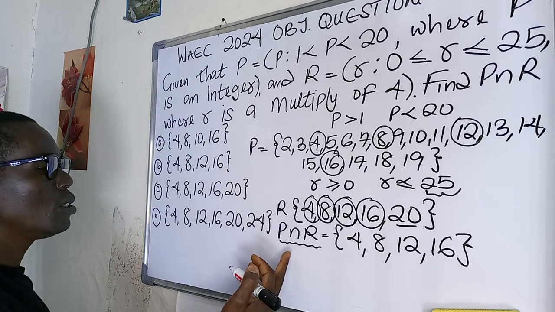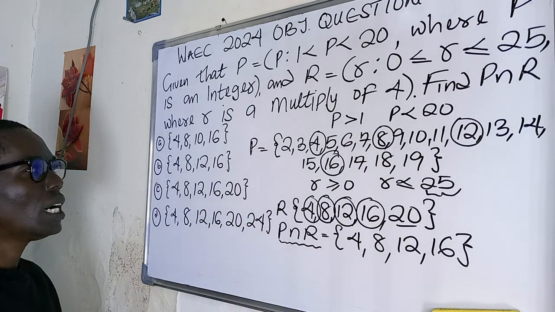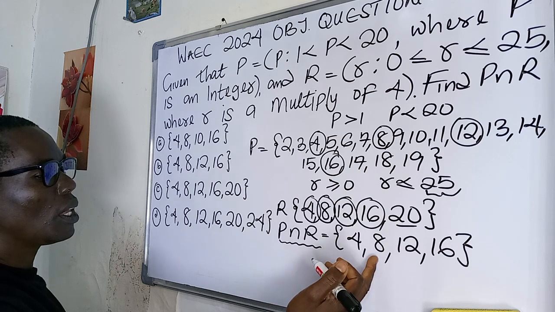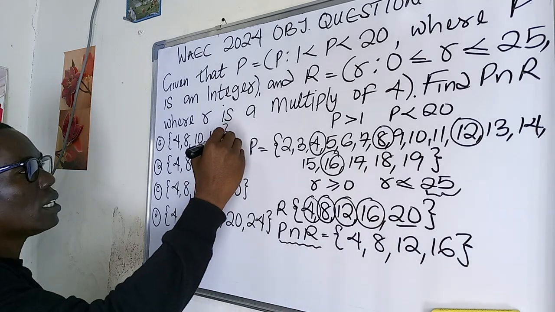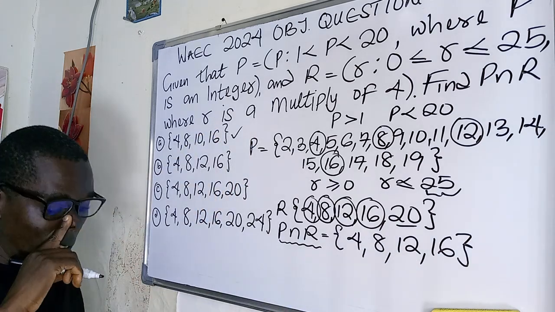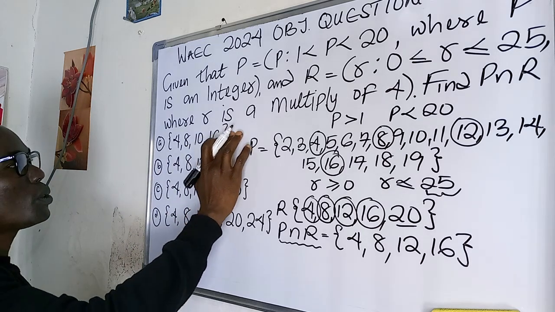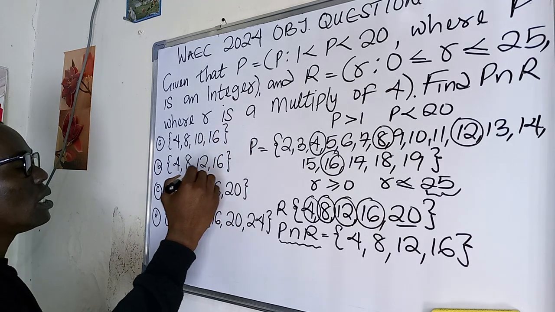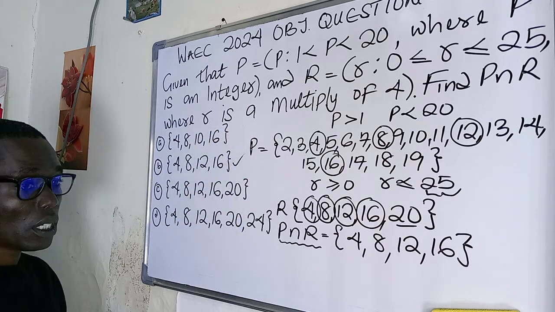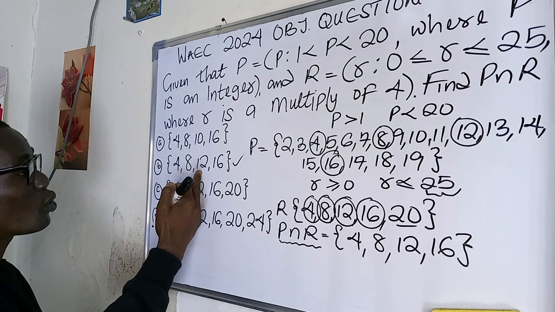Now let's look for them in the options. Are they there? We have 4, 8, 12, and 16. That is option B, sorry, that is option B. So you see we have 4, 8, 12, and 16.